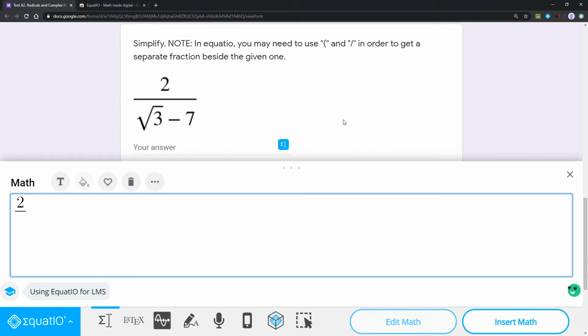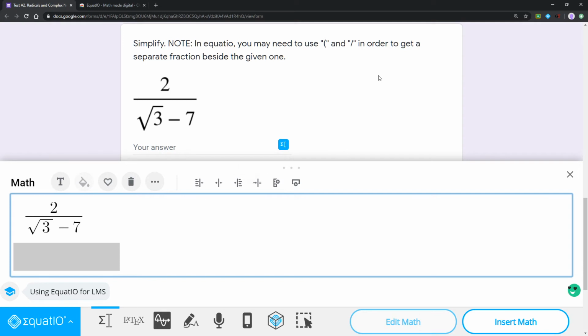So here, 2 divided by, notice this, it says you may need to use open parentheses and divide in order to get a separate fraction beside the one given. So if I type square root of 3, I notice I hit, instead of -7 where I'm inside the radical, I went over in that. And so here, I can't do the right-hand column yet until I hit enter at least one time. All right, see, there you go. I'm learning stuff too. So I'm going to hit column on the right.